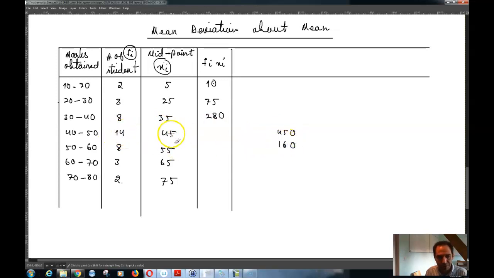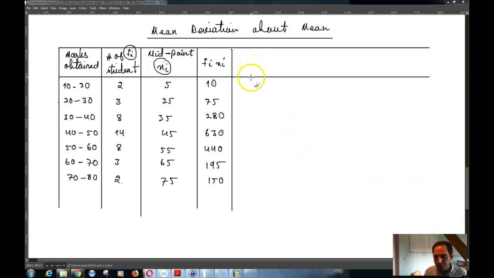160, and 4 times 5 is equal to 20. You have 630 here. You have 8 times 55: 8 times 50 is equal to 400, 8 times 5 is equal to 40, so that's 440. 3 times 65 is 195, and 2 times 75 is equal to 150.